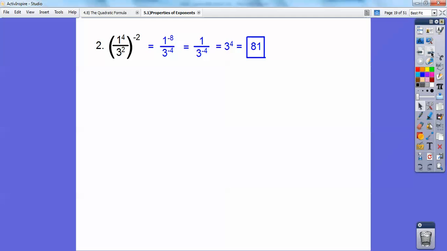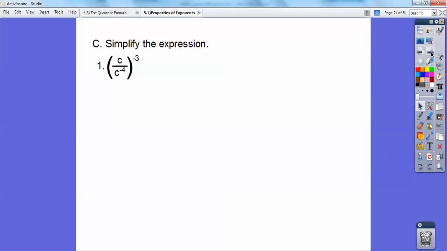Okay, let's go ahead and simplify some expressions here. All right, here I have c to the 1 over c to the negative 4, and all that's being raised to the negative 3. Pretend like there's a little 1 right there, an imaginary 1. c to the 1 to the negative 3. I'm going to do powers to powers and multiply them and get c to the negative 3. And here I had negative 4 times negative 3, which is a positive 12.